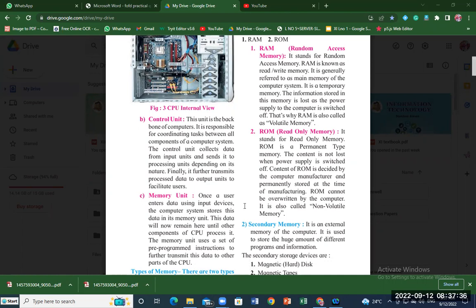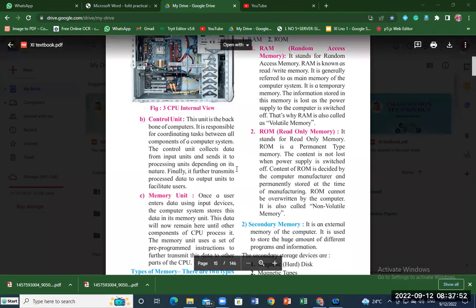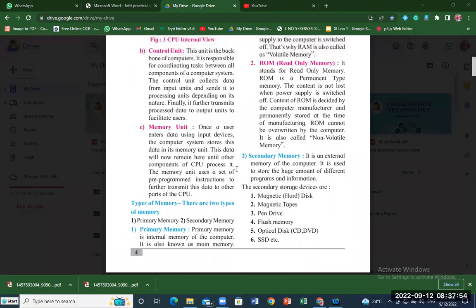If I want to print something, the control has to be passed on to a printer, because the printer will give me a printed paper. If I want to save something, the signals have to be passed on to the memory unit for storing. So the control unit is the one who is controlling and passing on the signals.